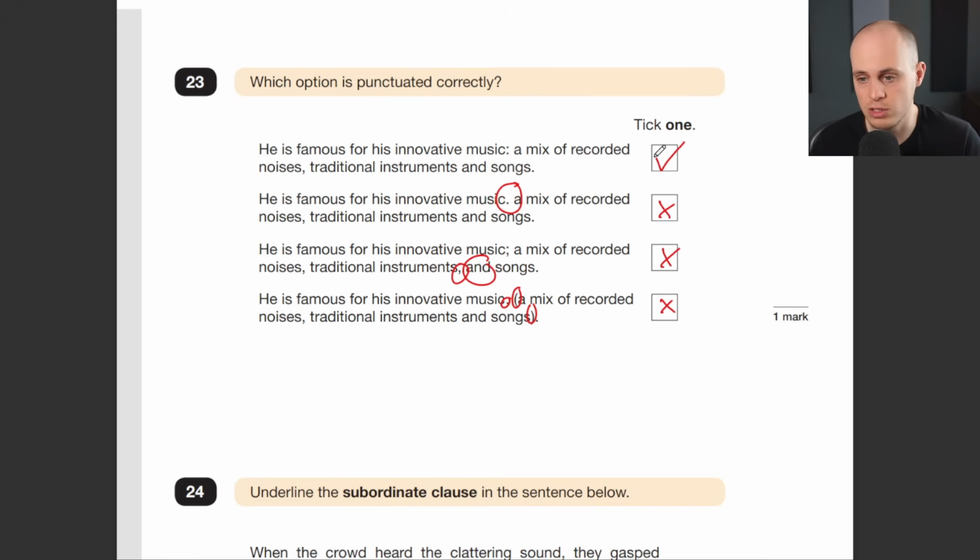I've seen a lot of kids who are just overly confident with an answer, and actually if they just checked the other options, they might not have made a mistake.